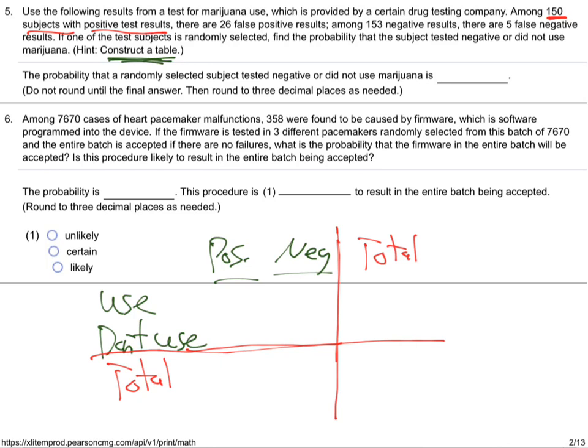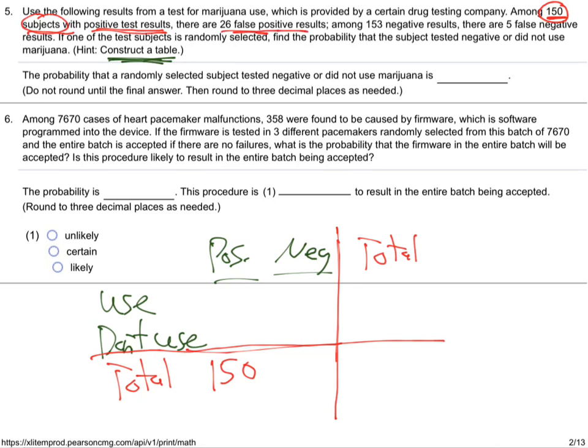Now, what do you do with this 150 subjects with positive test results? That's the total positive. Do you realize that? That's the total number of people who tested positive. Among 150 subjects with a positive test result, that's 150 with a positive test result. And then they say among them, 26 were false positives.